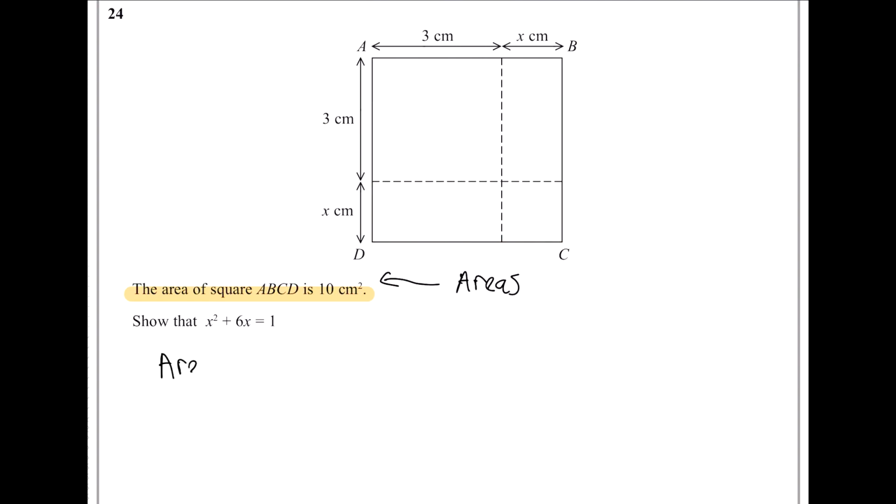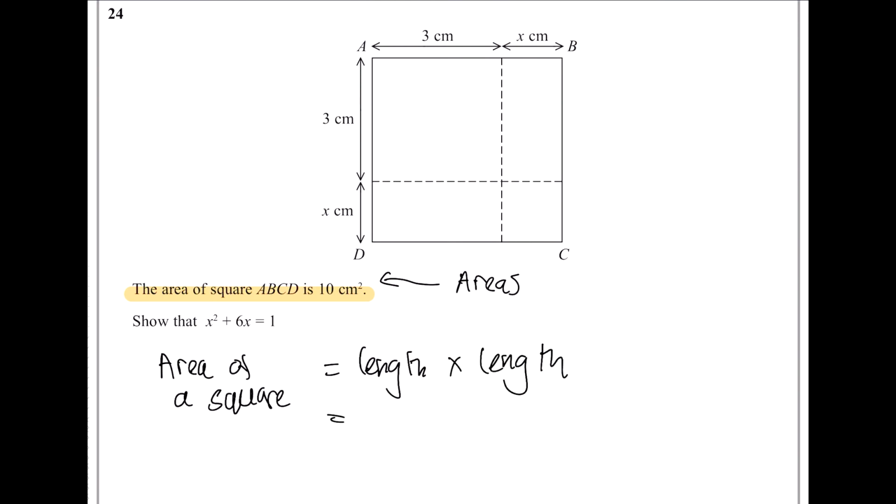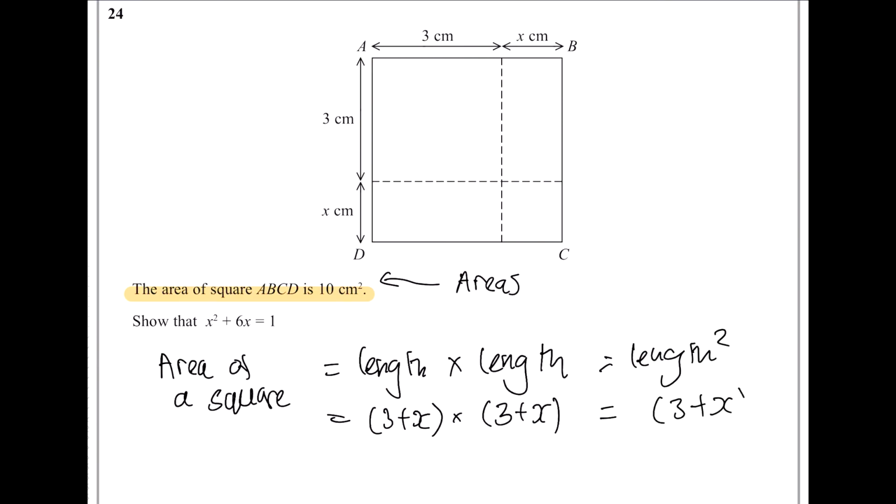So the area of a square would be the length of the square times the length, because again all sides are the same. So in our case, the length of this side is 3 plus x, because this bit's 3 and then this bit's x. So in total it's like 3 plus x times 3 plus x. Or you could have just done it as length squared, which you could have written as 3 plus x all squared, like this.